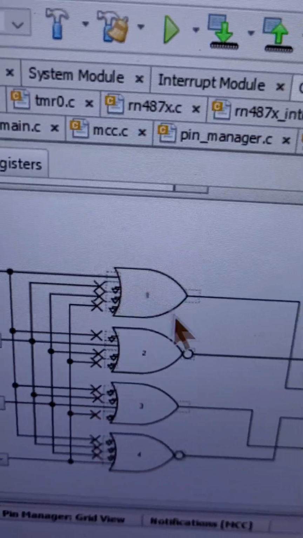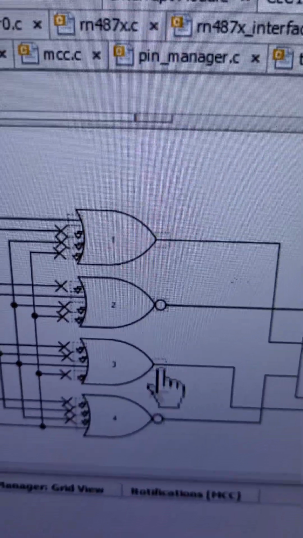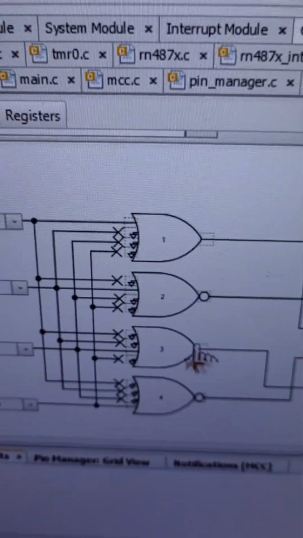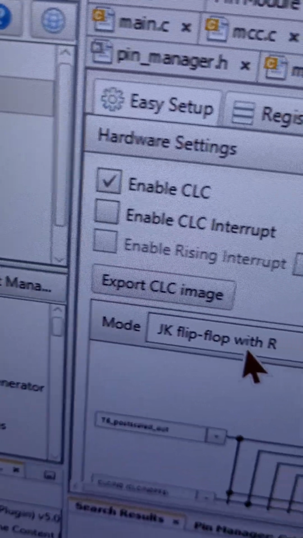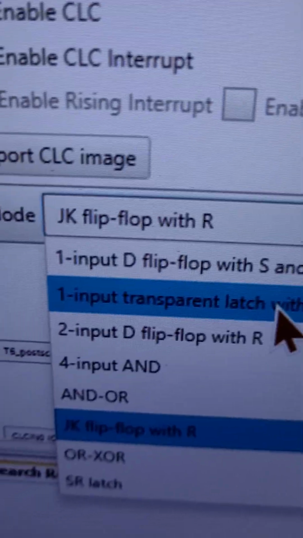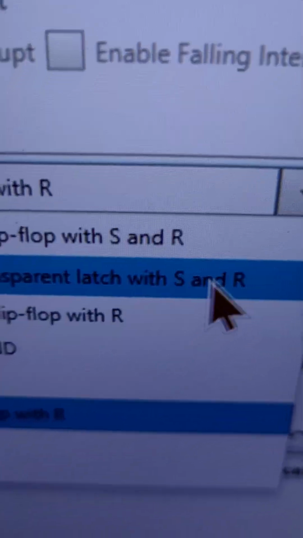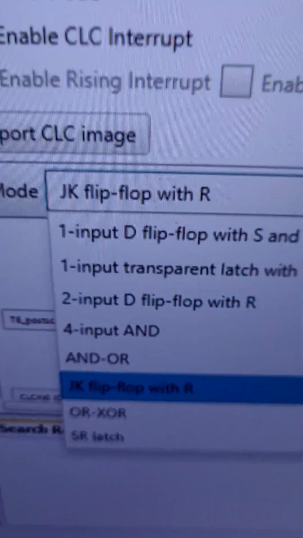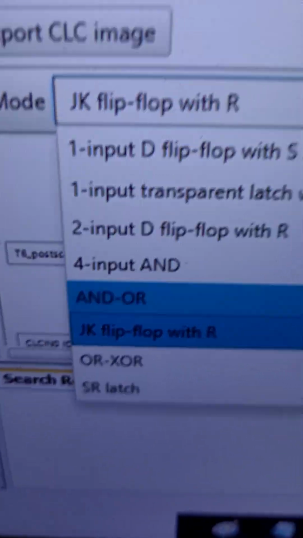Right now, as you see, we have OR. Those cells are OR gates. This is the JK flip-flop. You can actually select from here the kind of logic you want. You can, for example, include the D flip-flop, with set and reset, AND, OR, and it's really amazing: an SR latch, or XOR logic.